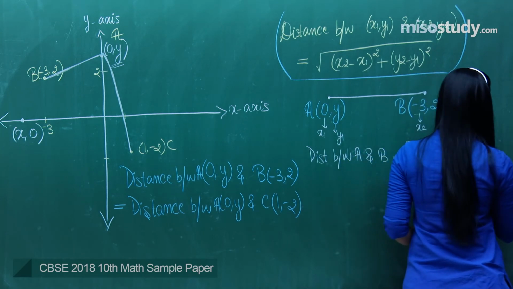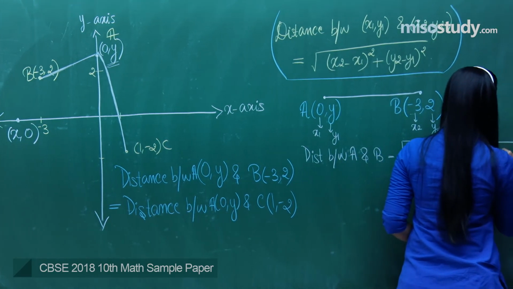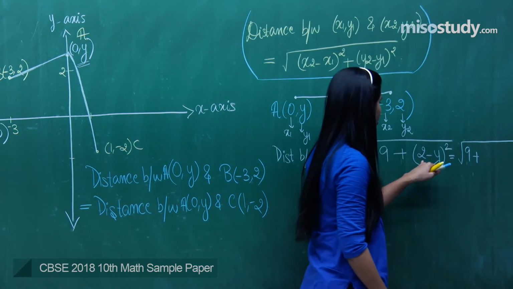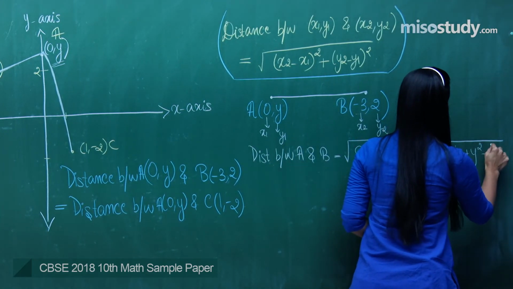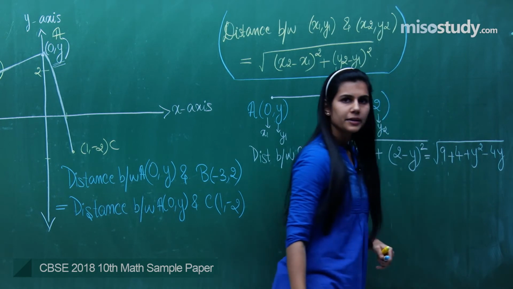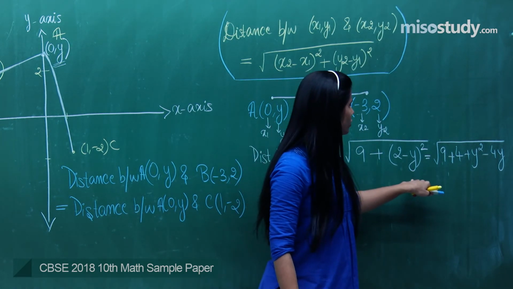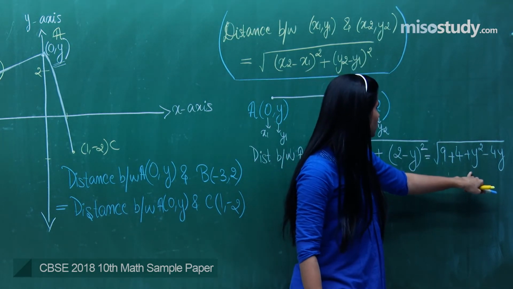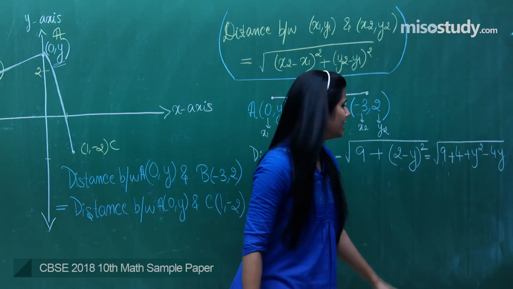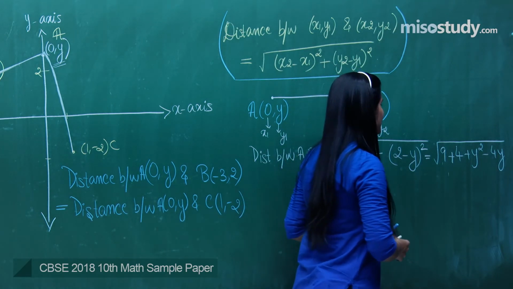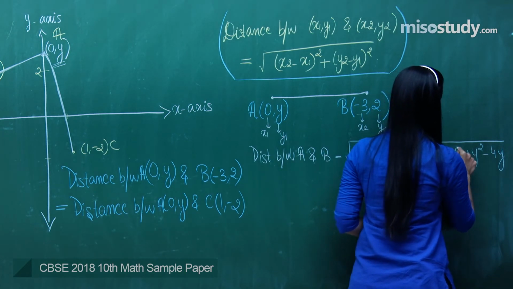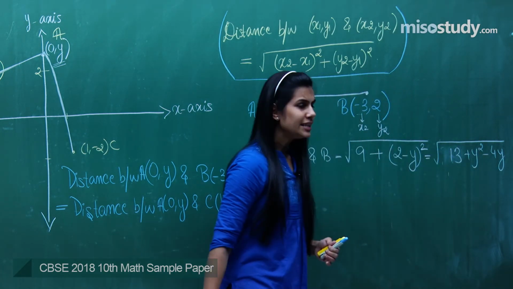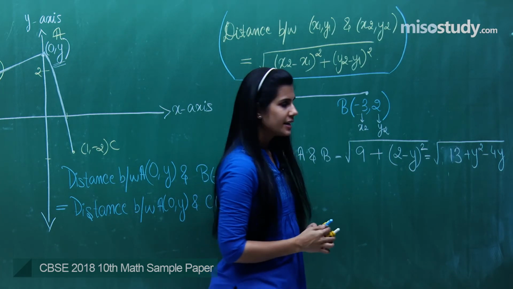This in a sorted out format becomes what? 9 plus 2 square is 4 plus y square minus 4y. (a minus b) whole square is a square plus b square minus 2ab. So this gives you 9 plus 4, which is 13. 13 plus y square minus 4y.